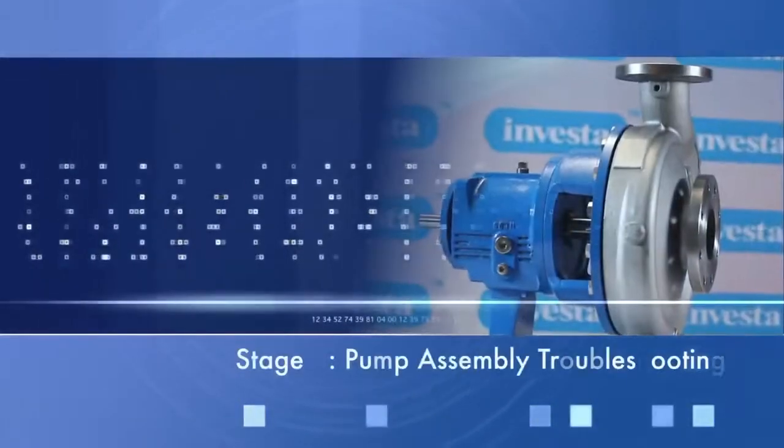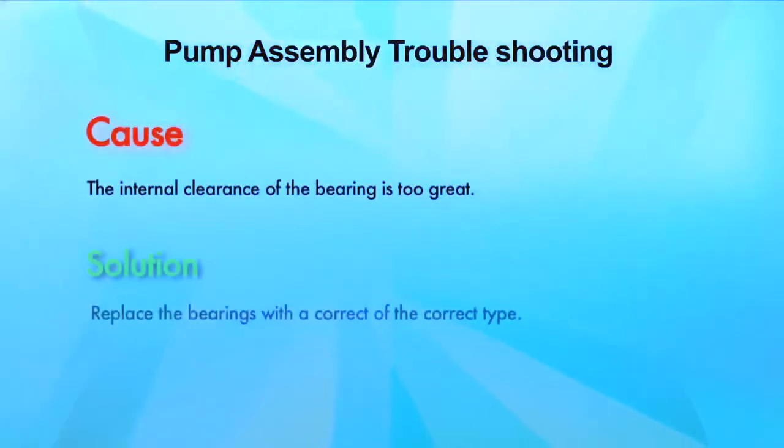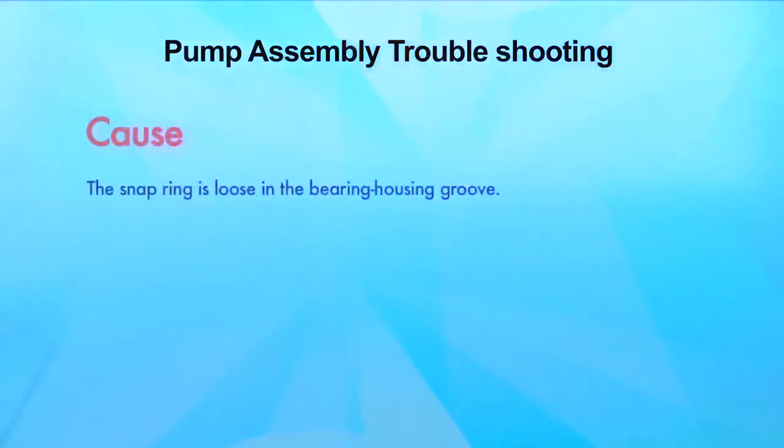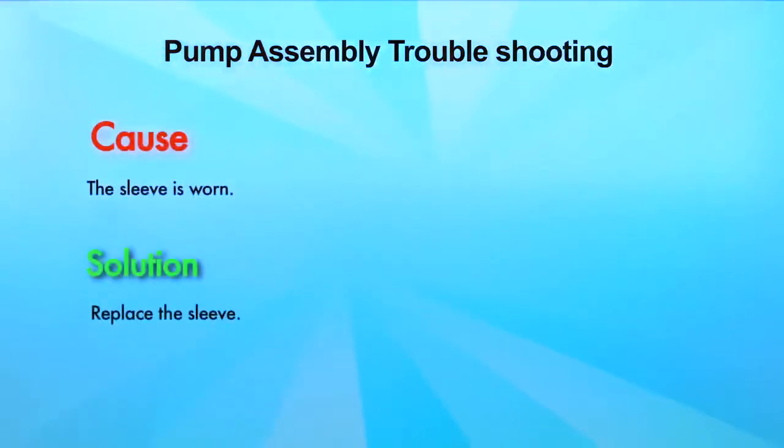Pump assembly troubleshooting. Number 1. The internal clearance of the bearing is too great. Replace the bearings with the correct type. Number 2. The snap ring is loose in the bearing housing groove. Reset the snap ring. Number 3. The sleeve is worn. Replace the sleeve.